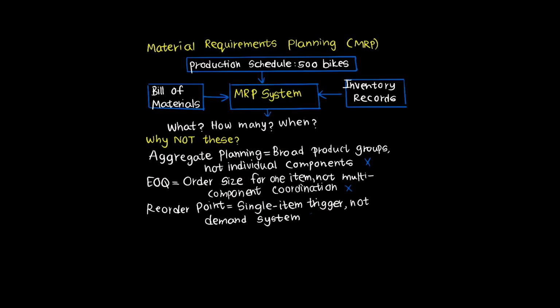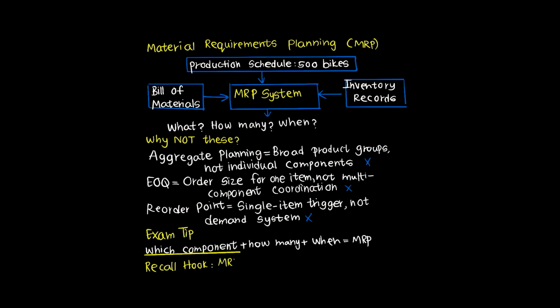Here's a WGU C215 OA exam tip for you. When the question says which components, how many, and when, or describes planning tied to a production schedule for a finished product, that is MRP. Quick recall hook, MRP equals the master recipe for parts.